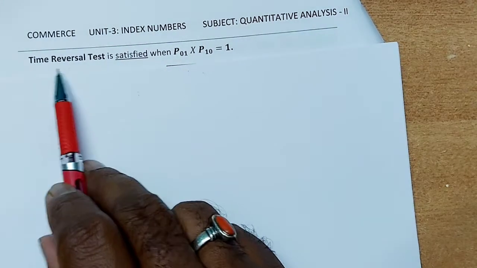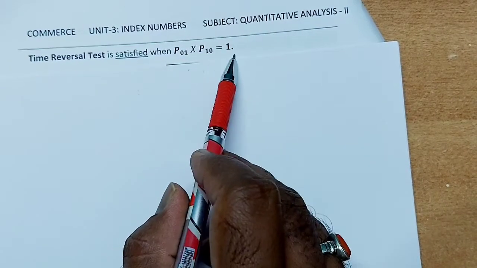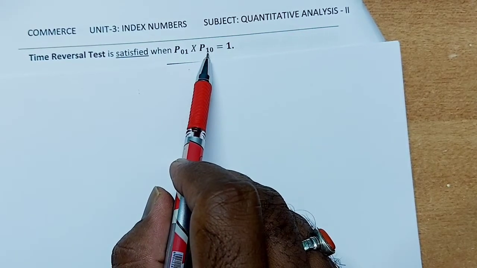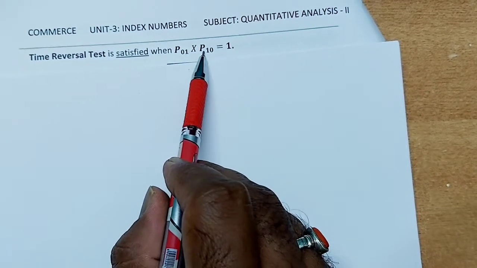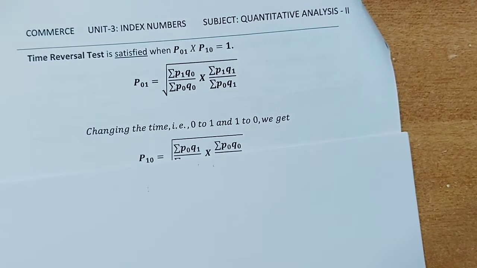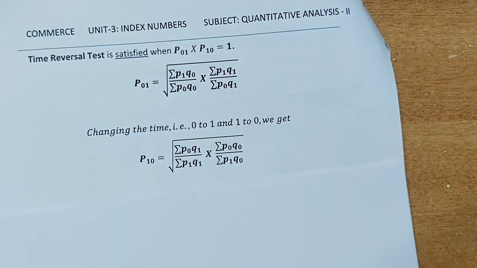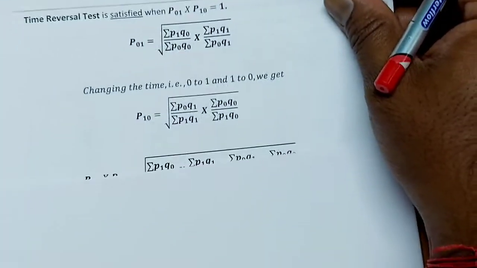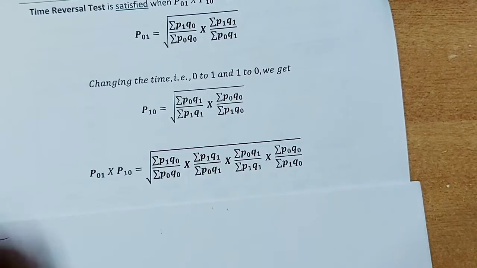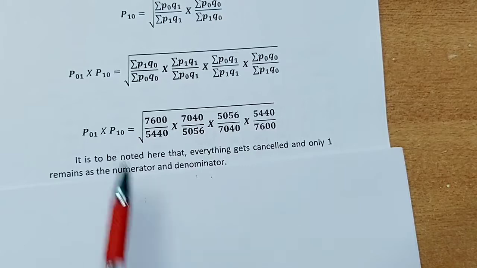We know that the time reversal test is satisfied when P01 into P10 is equal to 1. We know the value of P01, but we don't know the value of P10. Therefore, we have to find out what P10 is. P10 is nothing but changing time from 0 to 1 and 1 to 0, and we get our formula of P10.